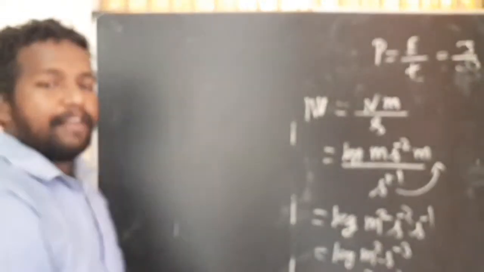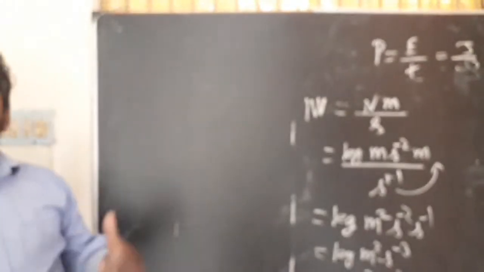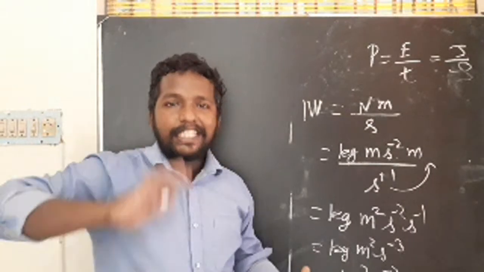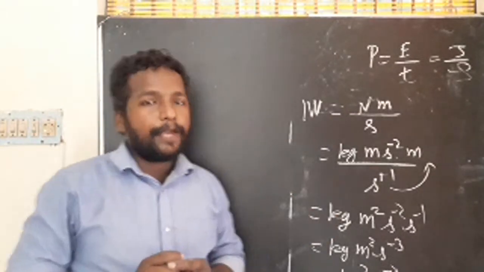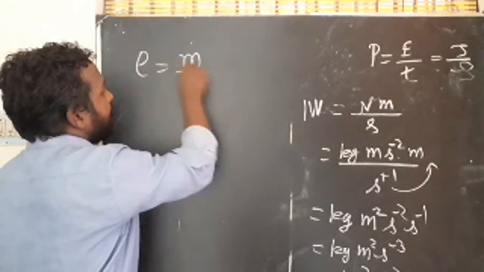Now I'll be taking density. Some of the formulas you know, some of the formulas you don't know. Totally, you are going to learn them when you go to 11 and 12. Each concept has many formulas. So now, density is equal to mass per unit volume.